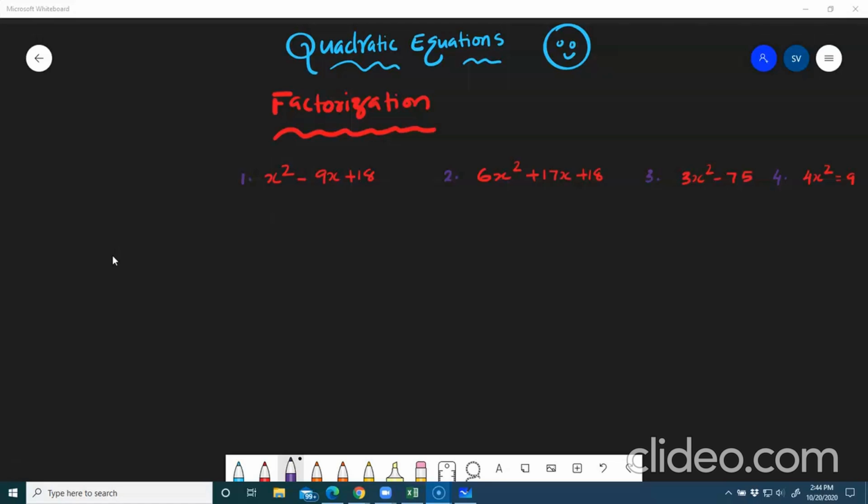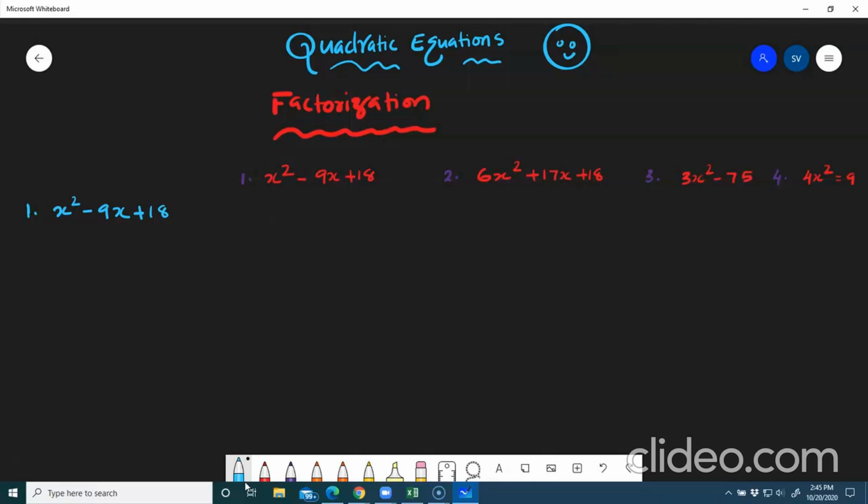The very first one is a quadratic equation with the leading coefficient 1. As you know, the leading coefficient means the coefficient of the highest degree term. So we can try to complete the first one: x square minus 9x plus 18.